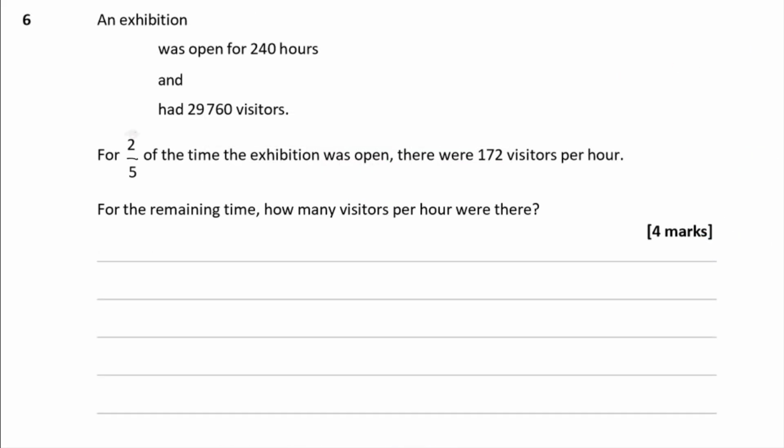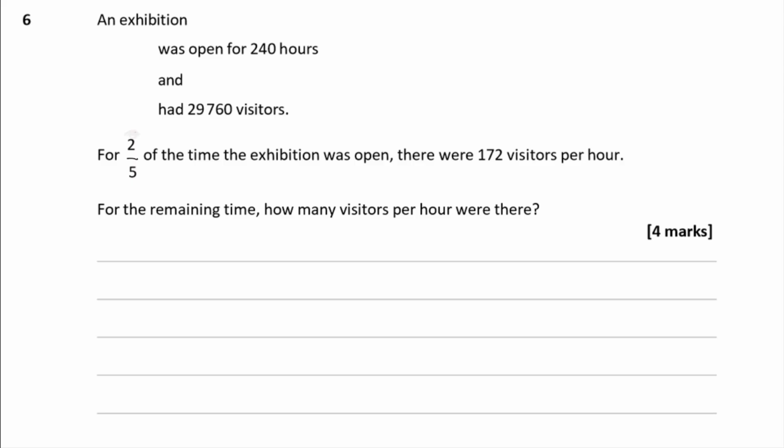Question 6. An exhibition was open for 240 hours and had 29,760 visitors. For 2/5 of the time the exhibition was open, there were 172 visitors per hour. For the remaining time, how many visitors per hour were there? So lots of numbers here to deal with. Let's go through the question. So for 2/5 of the time the exhibition was open, there were 172 visitors per hour.